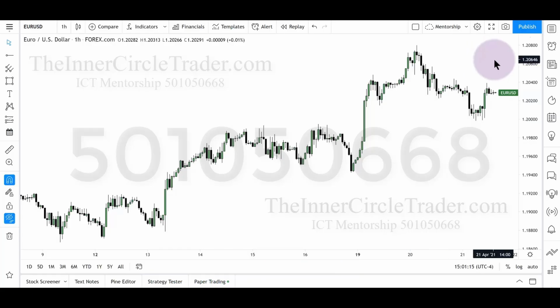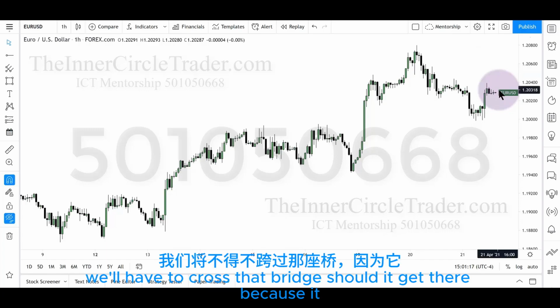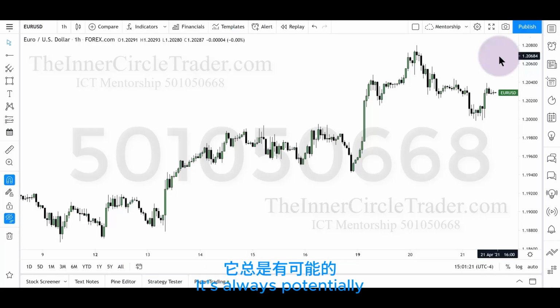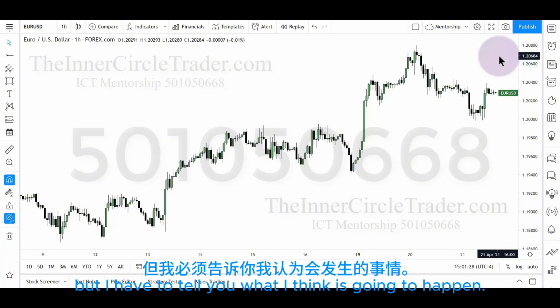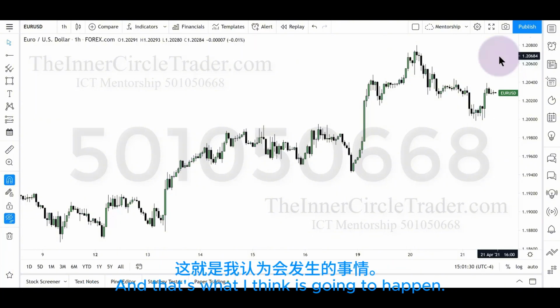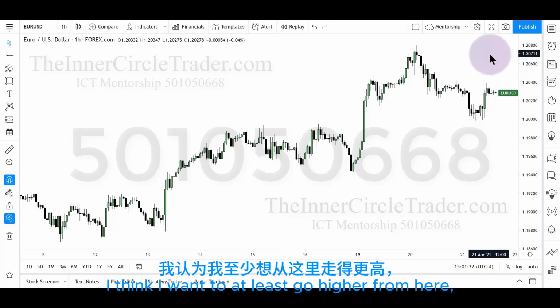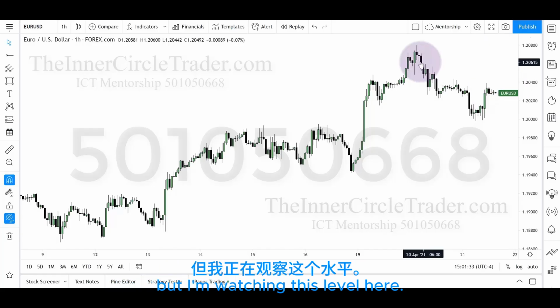with just running there. And if it breaks down, we'll have to cross that bridge should it get there, because it might in fact not go there. And it's always potentially probable, it could be what happens. I could be wrong, but I have to tell you what I think is going to happen, and that's what I think is going to happen. I think it's going to at least go higher from here. But I'm watching this level here.